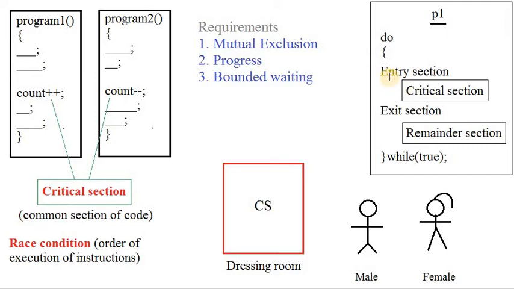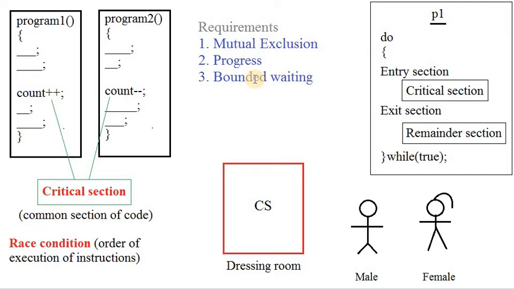Okay. So first, let us know about the requirements of the critical section, right? There are three requirements: mutual exclusion, progress, and bounded waiting. These are the three requirements, right? So in this, what is mutual exclusion?